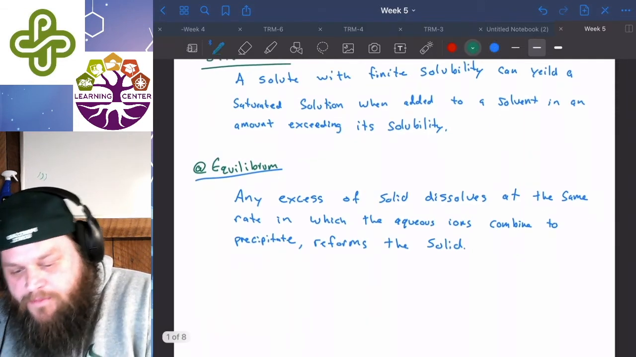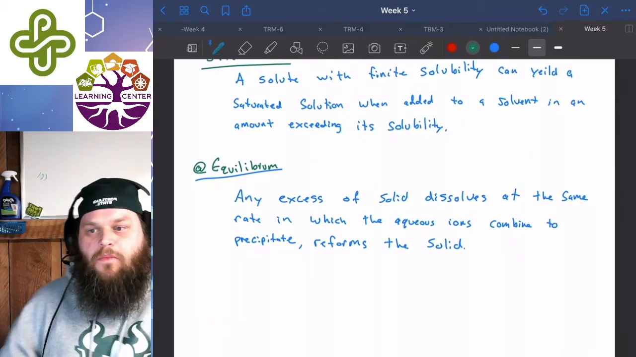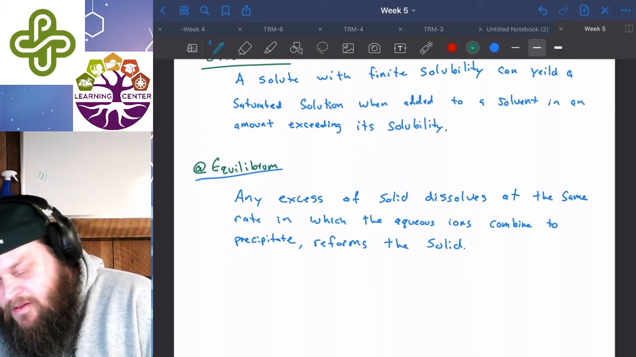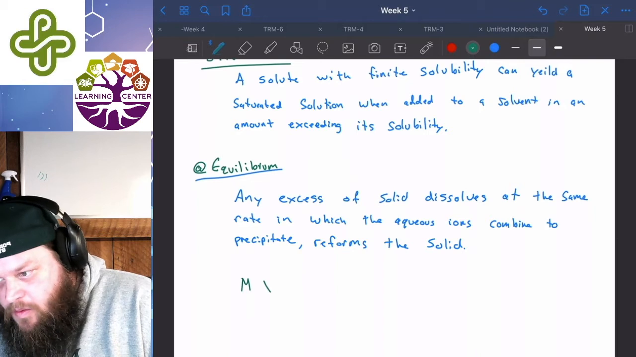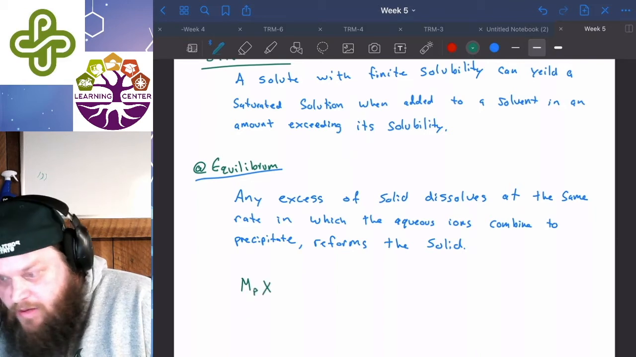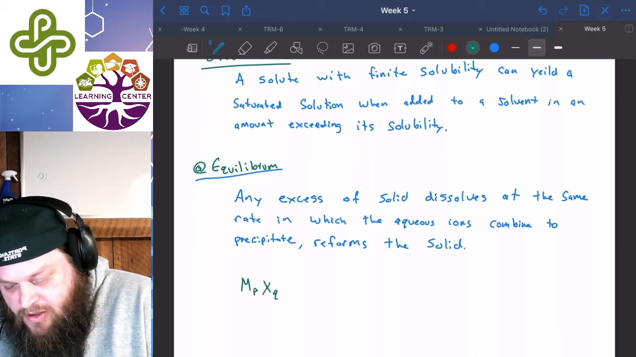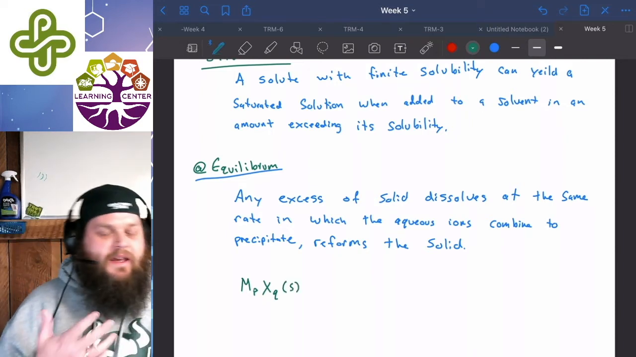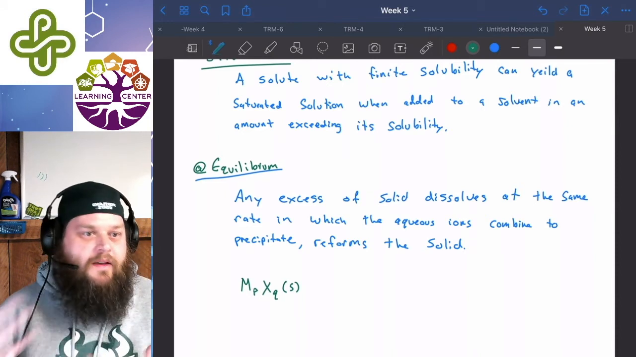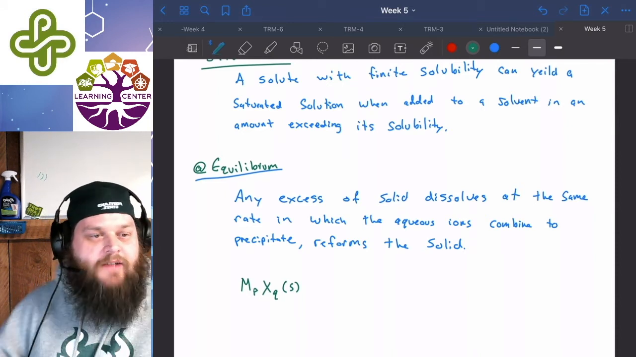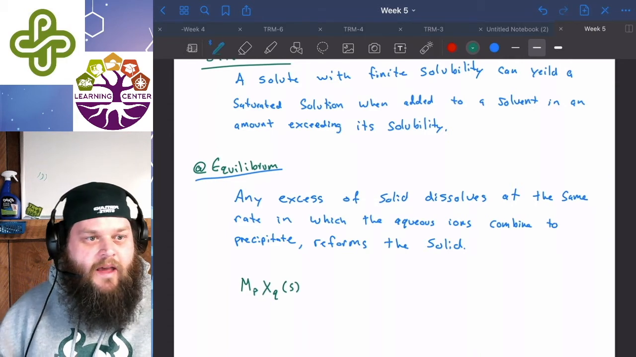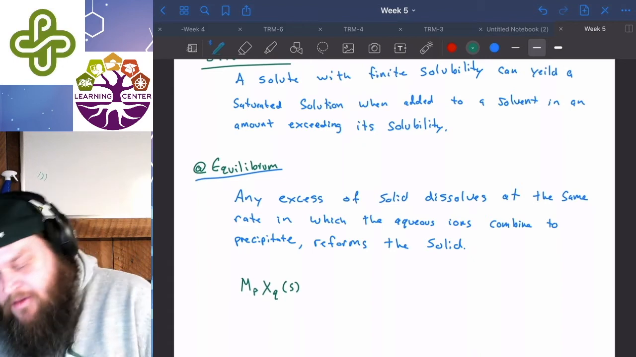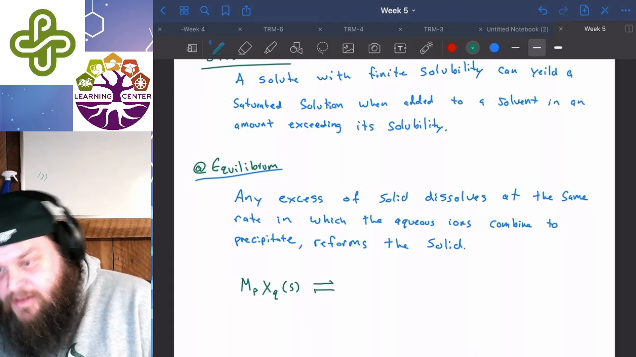And we can write a general balanced chemical equation for this. If I have two compounds, I'm going to call one M and one X. Let's say the ratio for them is M_P X_Q, and that's a solid. M and X can be any two compounds, M being a positively charged compound, X being a negatively charged compound, and P and Q are just the ratio in which we add these together. Like I said, this is just a general formula.